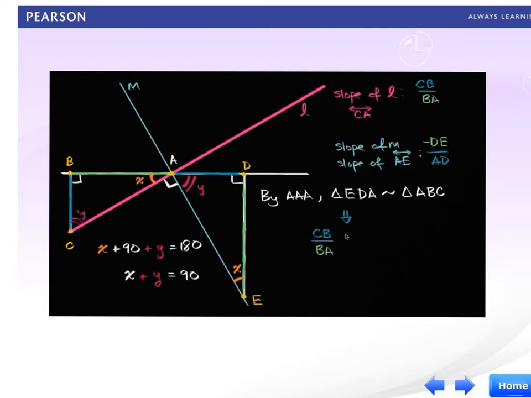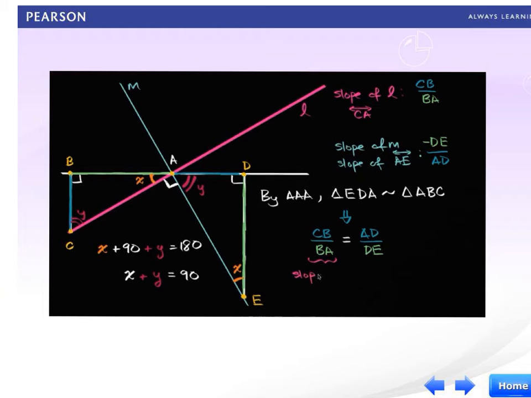is going to be equal to, well, the corresponding side to CB, it's the side opposite the x degree angle right over here. So the corresponding side to CB is side AD. So that's going to be equal to AD over, what's the corresponding side to BA? Well, BA is opposite the y degree angle. So over here, the corresponding side is DE. AD over DE. And so this right over here, we saw from the beginning, this is the slope of L.